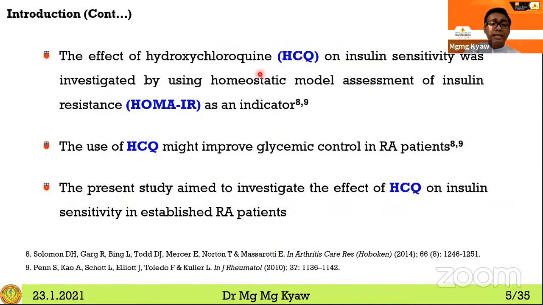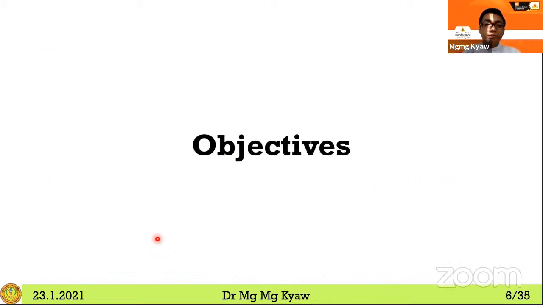Hydroxychloroquine is a conventional synthetic DMARD. There were many studies in which the effect of hydroxychloroquine on insulin sensitivity was investigated by using the homeostatic model assessment of insulin resistance, HOMA-IR, as an indicator. The study of Solmo and Pan stated that the use of hydroxychloroquine might improve glycemic control in RA patients. Therefore, the present study aimed to investigate the effect of hydroxychloroquine on insulin sensitivity in established RA patients.